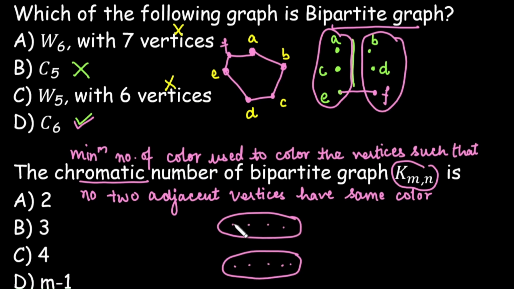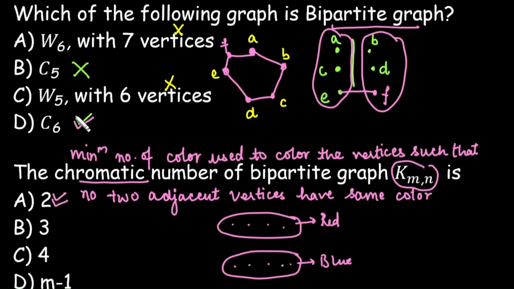It means we can color each vertex in one set with one color. Let's suppose it is red, and all vertices placed in the other set get another color. Let's suppose blue. It means the total number of colors used in this case is 2. So whenever we have any bipartite graph, the chromatic number of that bipartite graph is always 2.